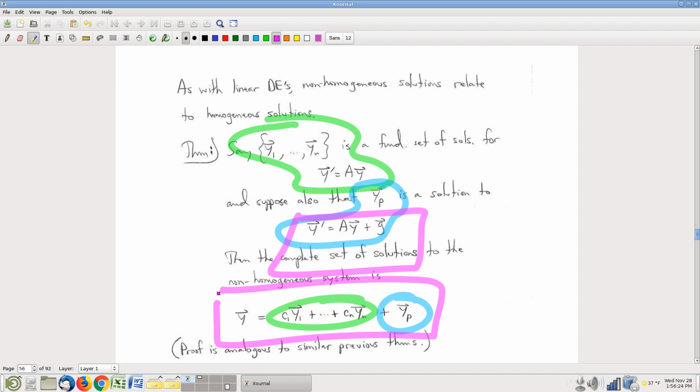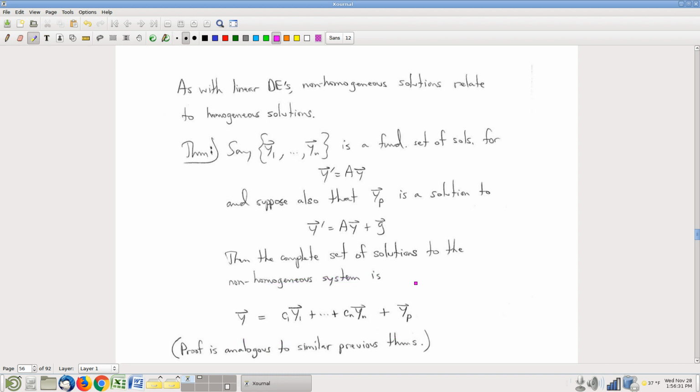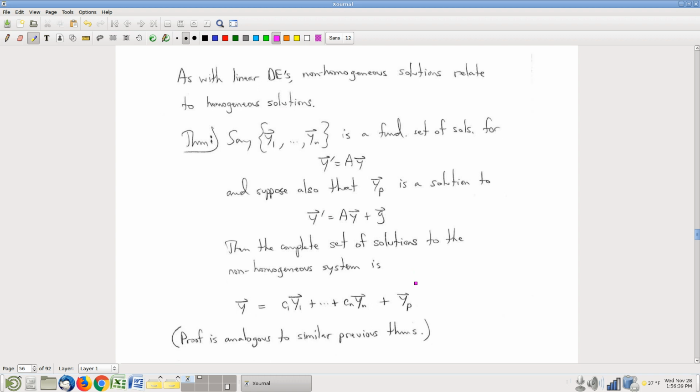Here's what I think is a better way to see this theorem, and that is to recall that we already have made a general theorem about an all-encompassing category of questions like this one.